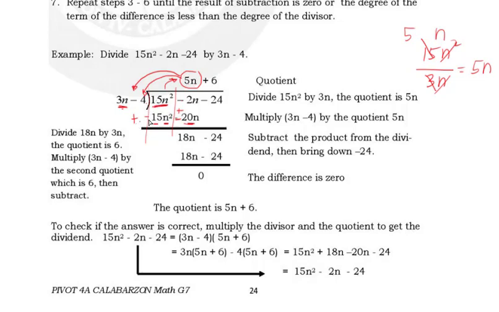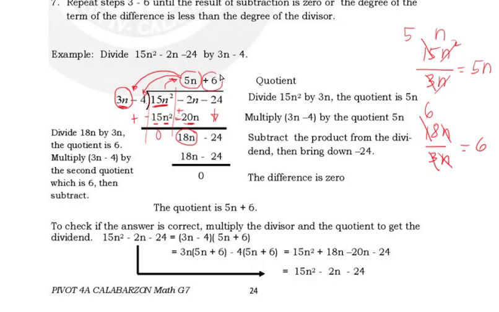And then, 15 plus negative 15 is 0, so nothing is left. The answer here is 18n. Now, bring down negative 24 and follow the steps again. So, 18n divided by 3n. 18 divided by 3 is 6, and n divided by n is 1. So, the answer is 6.